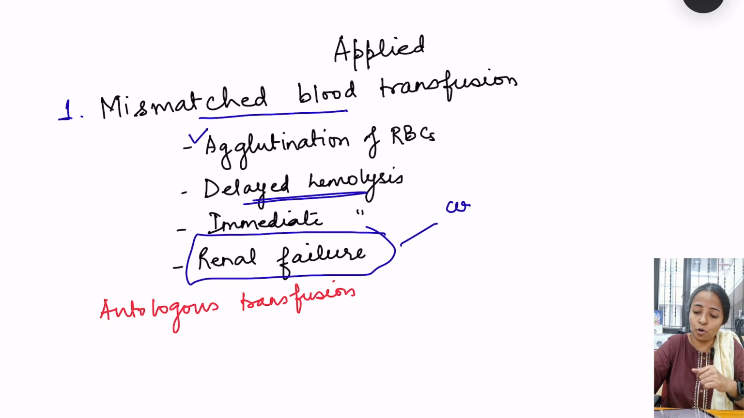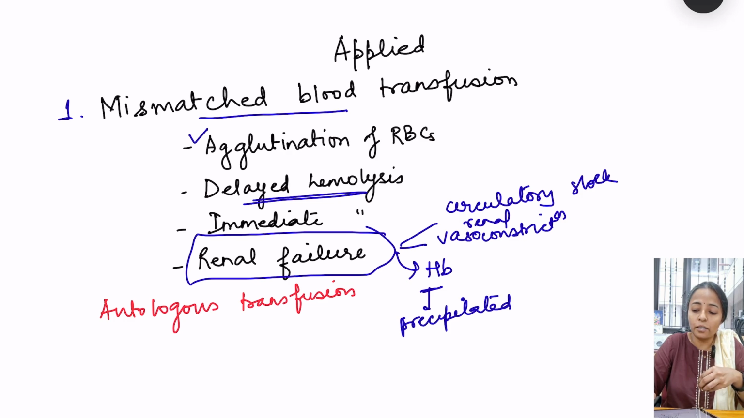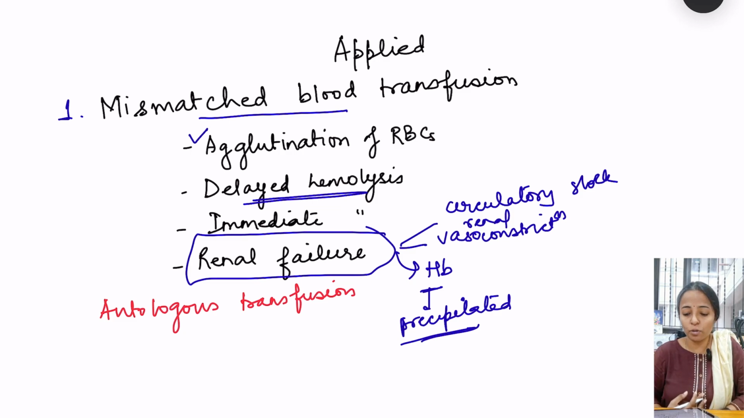to circulatory shock. It also causes the release of toxic substances which lead to vasoconstriction in the renal vessels. So renal vasoconstriction decreases the blood supply to the kidneys. It also leads to hemoglobin filtering into the nephrons, and ultimately it gets precipitated in the nephrons. So this leads to tubular necrosis and ultimately renal failure, and death of the patient can also occur. So it is very important that only matched blood is transfused to the patient.